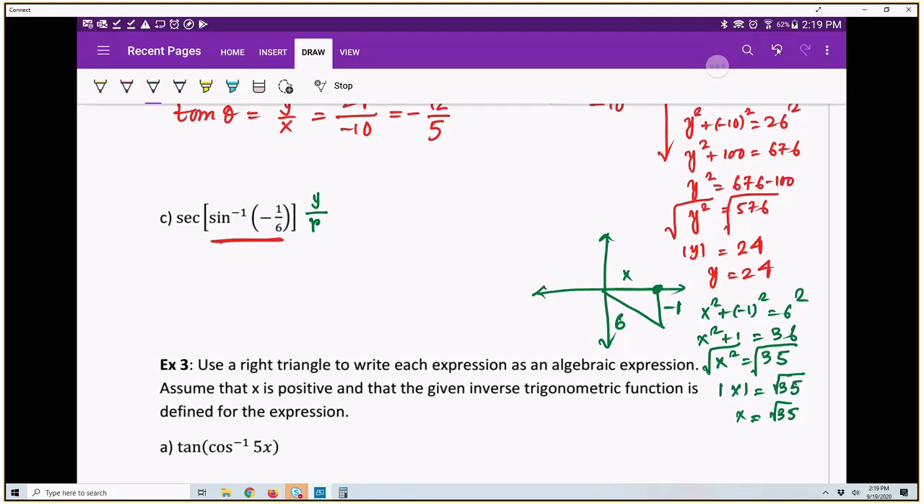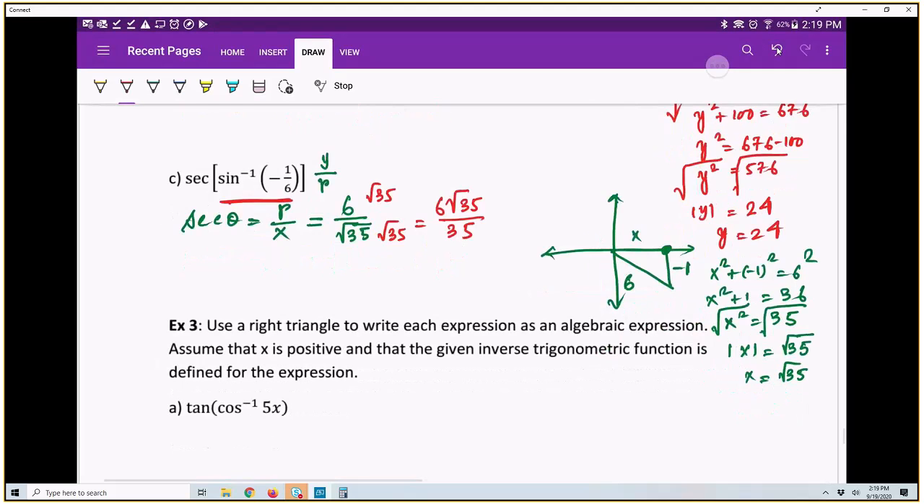And I wanted to know secant, and secant of theta is r over x. So this is going to be 6 is r and square root of 35 is x. So that is your answer. Now, if you want to rationalize, then you will multiply square root of 35 on top and bottom. So I get 6 square root of 35 over 35.